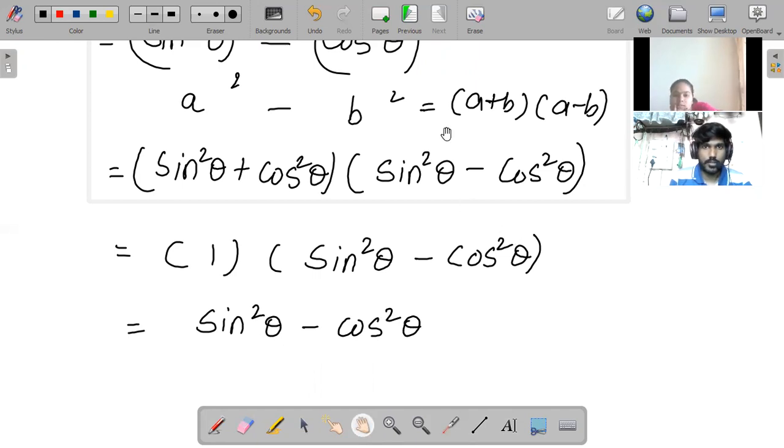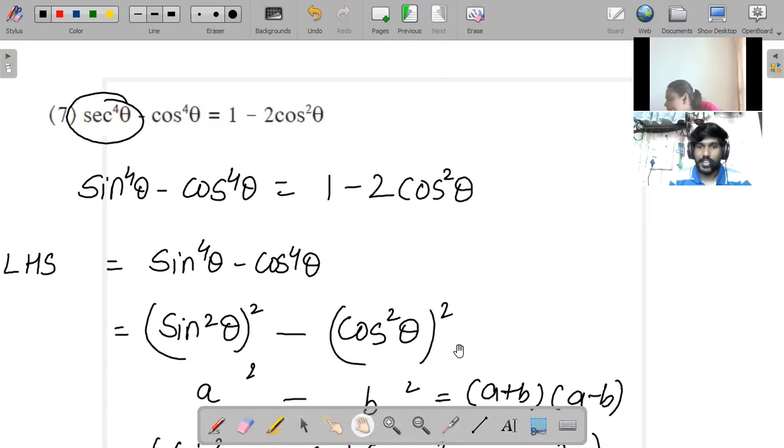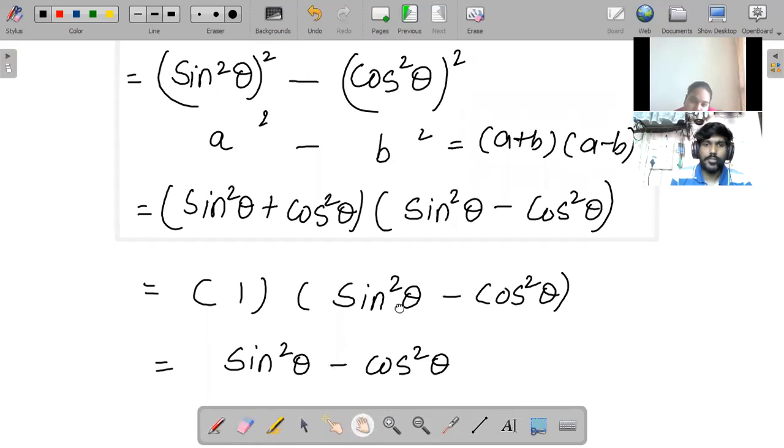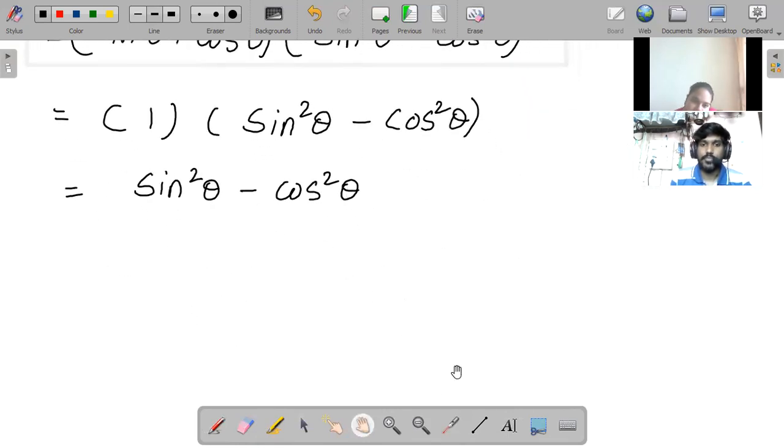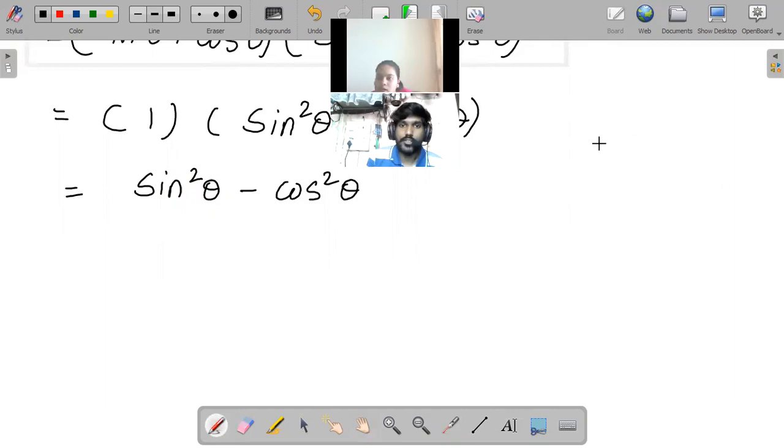Yes, but we have to prove 1 minus 2 cos square theta. So we still did not get this. We want 1 minus 2 cos square theta. So now from this, we'll try to bring that. We do not need this sine square here, because our right hand side is 1 minus 2 cos square theta. There is no sine. So I should think of something to remove this sine from here. That can be removed by using the first identity formula again.